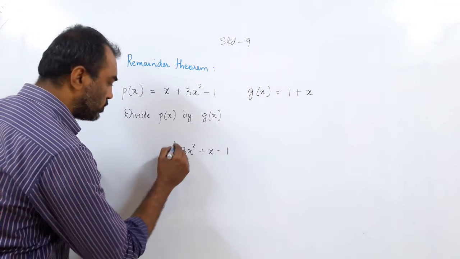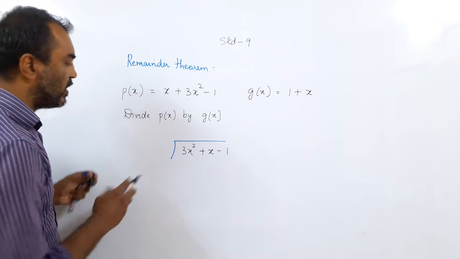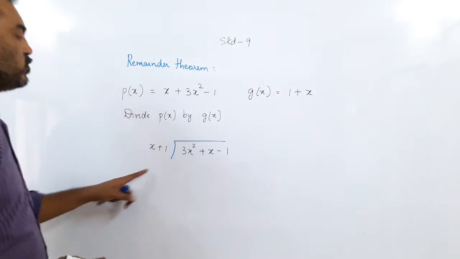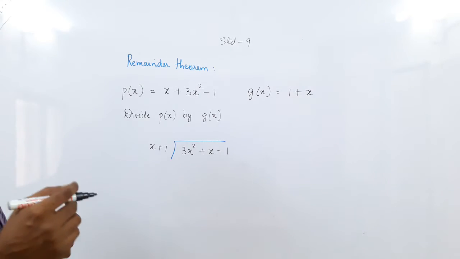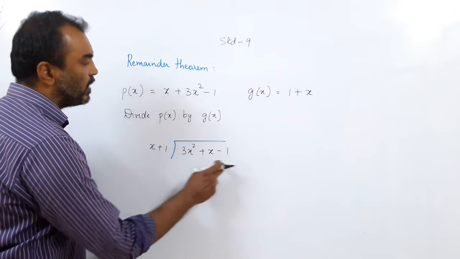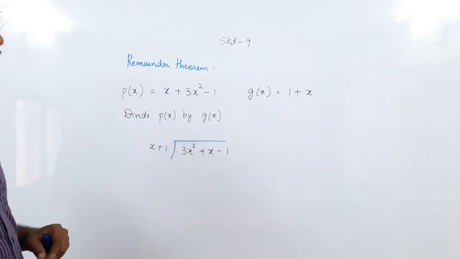So I will divide by x plus 1. I have to divide px by gx, so I write it here. Now, this is the first step. Put both px and gx in descending powers. And now we start the division.